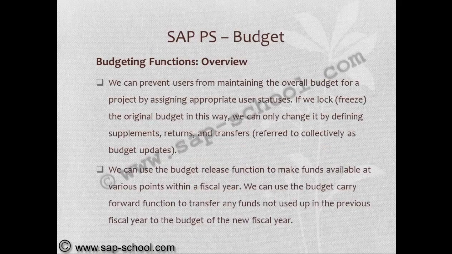We can prevent users from maintaining the overall budget for a project by assigning appropriate user statuses. If we lock the original budget in this way, we can only change it by defining supplements, returns, and transfers. We can use the budget release function to make funds available at various points within a fiscal year. We can use the budget carry forward function to transfer any funds not used up in the previous fiscal year to the budget of the new fiscal year.